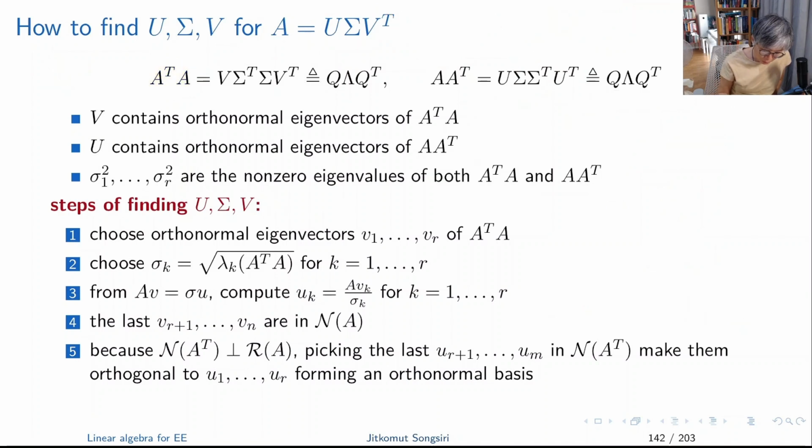That's why we first found a way to get V, and the singular values from the eigenvalues of A transpose A. So the steps of finding U sigma V are the following. First, we calculate the eigenvectors of A transpose A. We get V1 up to VR. Then we choose the non-zero singular values, because sigma squared is the eigenvalue of A transpose A. So sigma is the root of the eigenvalue of A transpose A.